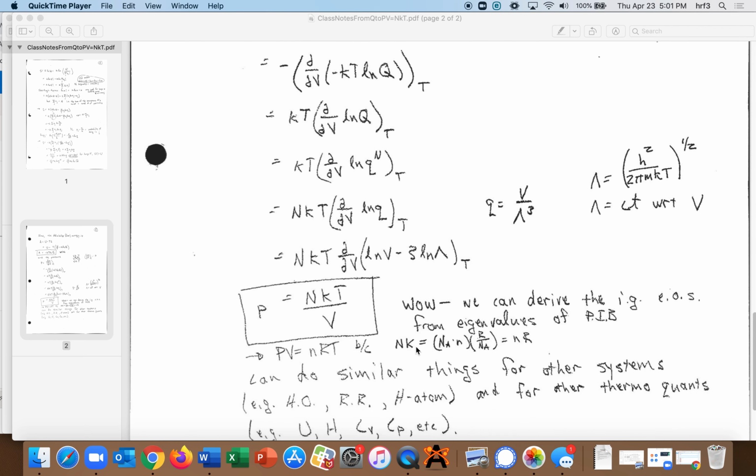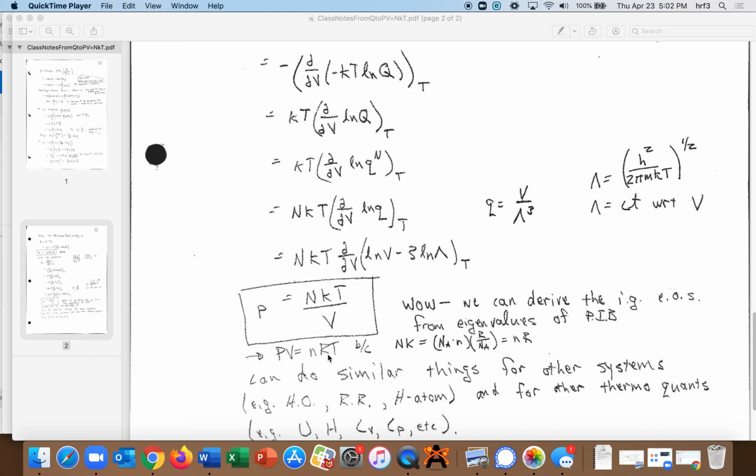And capital N k, if I multiply the number of moles by Avogadro's number, I get capital N, and if I divide the gas constant by Avogadro's number, I get k. So the N_A's cancel, and I get nR. So in other words, PV equals nRT. This is incredible, because what we've done here is we've directly derived the ideal gas law from the particle in a box Schrodinger equation.